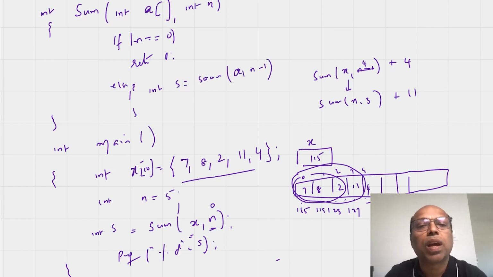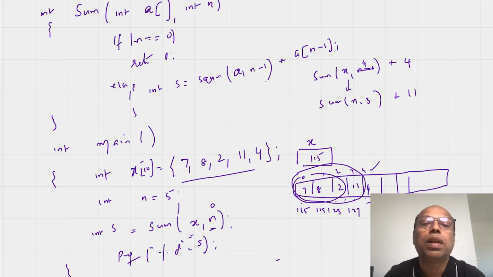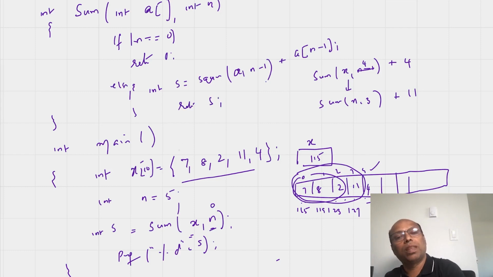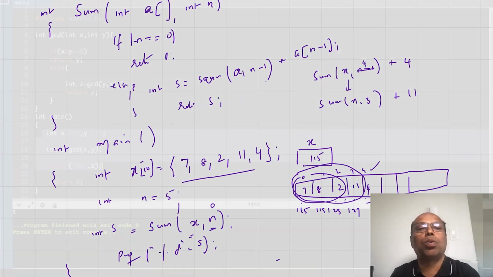Correct? Sum of a comma n minus 1 plus, if we pass 5, the sum of 4 elements, plus the last element needs to be added. Therefore, what will I write? A of n minus 1. Why n minus 1? If n is 5, the last element is stored at the 4th index. That needs to be returned. Correct? Therefore, let's go write the code.